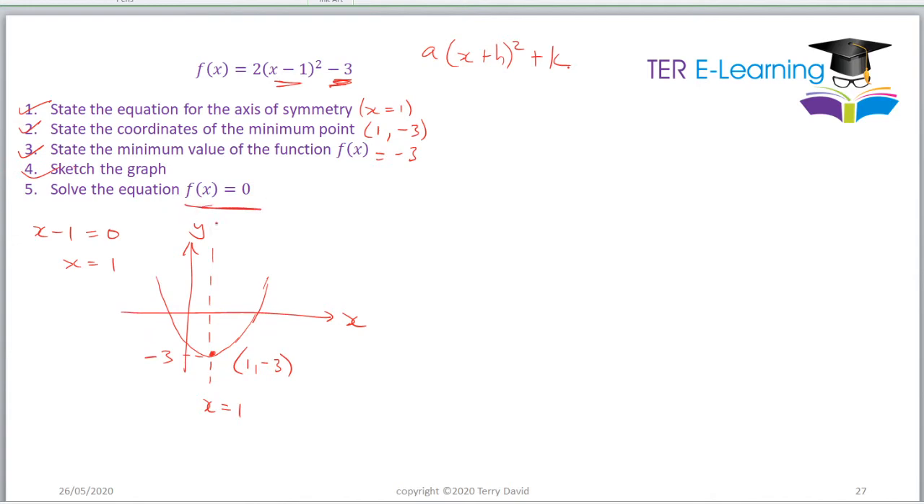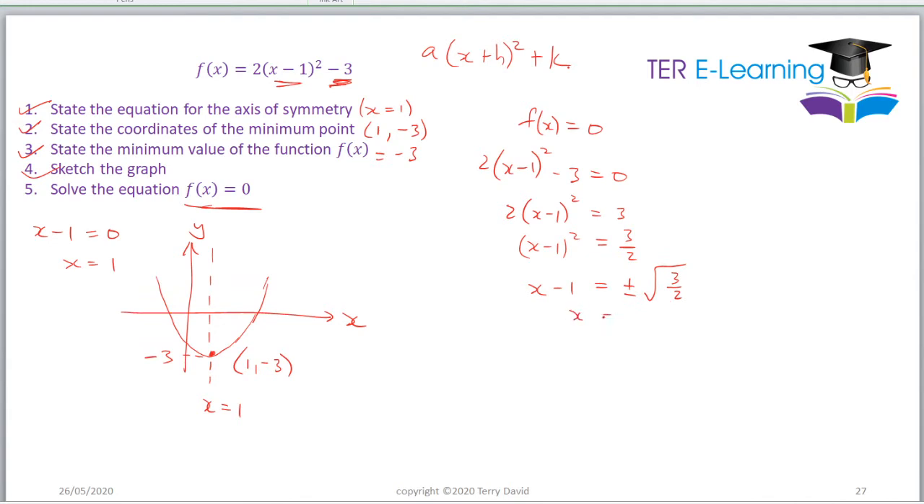And then the last part now, where you want to solve f of x equal to 0. This is f of x. f of x is 2 multiplied by (x minus 1) squared minus 3 is equal to 0. So you're going to have 2(x minus 1) squared is equal to 3. Therefore (x minus 1) squared is equal to 3 over 2. Find the square root on both sides, so we get x minus 1 is equal to plus or minus the square root of 3 over 2.